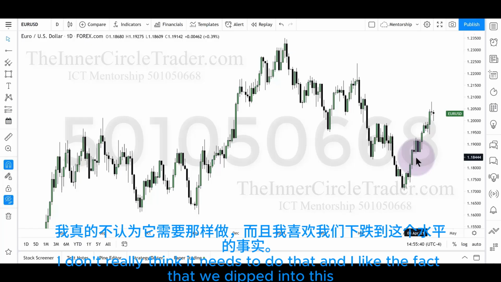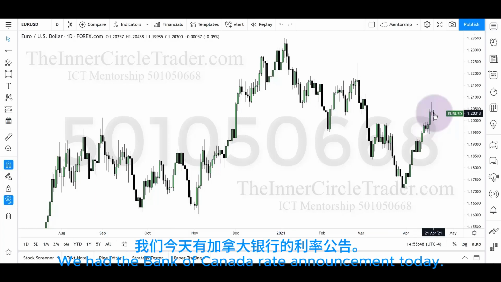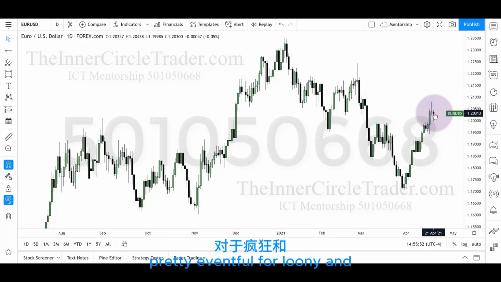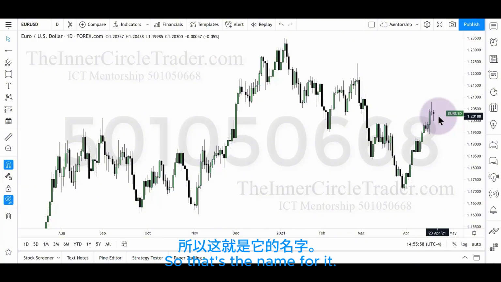I don't really think it needs to do that, and I like the fact that we dipped into this fair value gap today and we've shown some willingness to come out of that. I like that. We had the Bank of Canada rate announcement today. That was pretty eventful for loonie, and loonie is the currency for Canadian dollar, so that's the name for it.